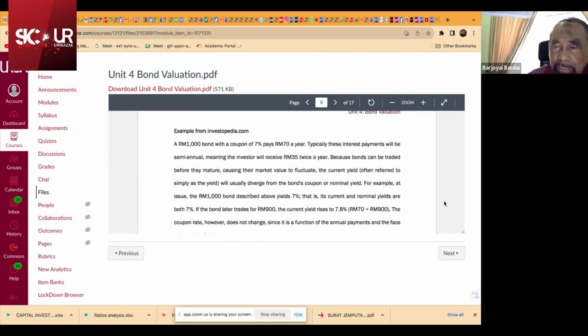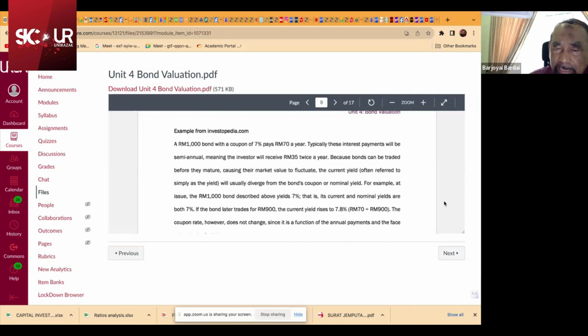And because bonds can be traded before they mature, causing their market value to fluctuate, the current yield, often referred to simply as yield, will diverge from the bond coupon or nominal yield. For example, at issue, the 1,000 bond will have the above yield of 7%. That is its current and nominal value.